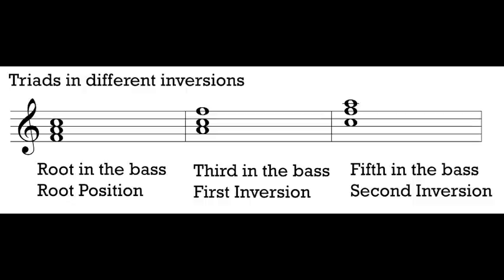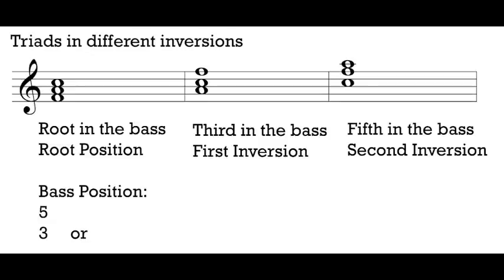These are the three inversions that we find in triads: root position when the root is in the bass, first inversion when the third is in the bass, and second inversion when the fifth is in the bass. Let's talk about the symbols we're going to use to indicate these different inversions.